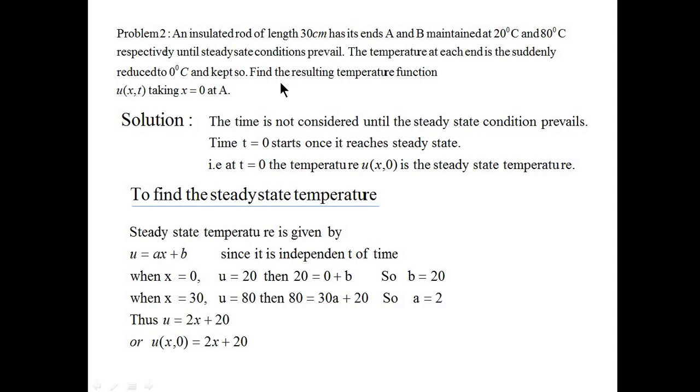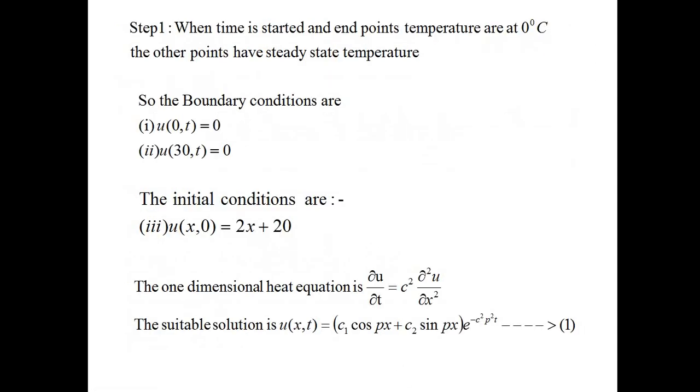Now after the steady state, there is a sudden drop in the temperature. Now let us begin step 1 by writing the boundary conditions. I told you, once it reaches the steady state temperature, there is a drop in the temperature. So u of 0, t will be 0 now, u of 30, t will be 0 now, and the steady state temperature, that is nothing but the initial condition, is 2x plus 20, which we have now obtained. Now using these conditions, we are going to solve the suitable solution of the heat equation, just like problem 1.